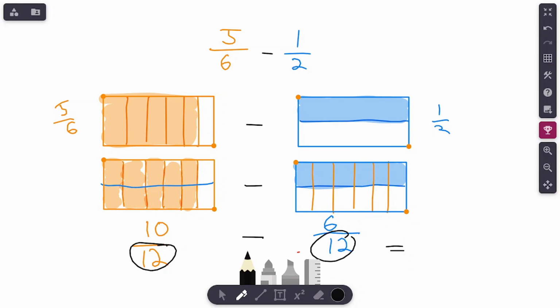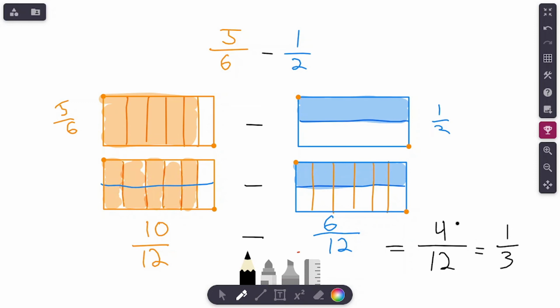Denominators are the same, which is awesome. Our models both have the same number of sections. So denominator is 12, subtract 10 minus 6, and you get 4/12. Some of you may be thinking to yourself, Mr. C, can't you simplify that? And you are correct. You could simplify it to 1/3. Either answer is correct.